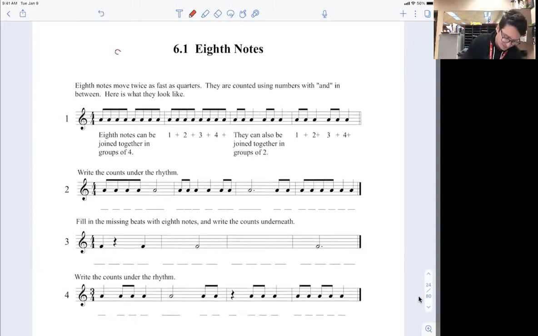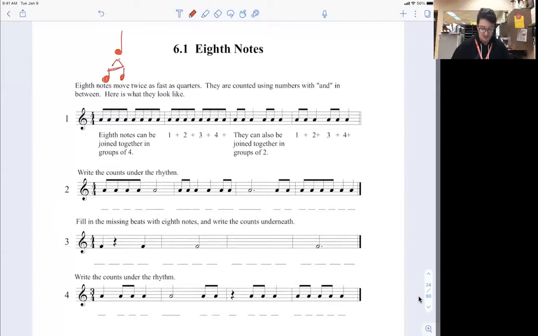So if we take a quarter note, which typically gets one beat if we're in 4/4 time, and we divide that in half, we get 2 eighth notes out of that. So 2 eighth notes fit into 1 quarter. They are counted using the numbers with "and" in between. Here is what that looks like.